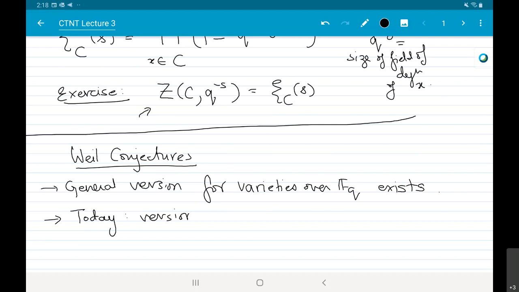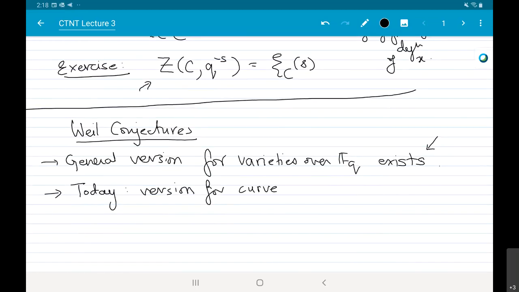The reason I mentioned this statement is that a lot of beautiful theory in math was actually developed in order to prove the general version. Like all of Lefschetz theory, for instance, was developed to prove the Weil conjectures. So today we're just going to talk about the version for curves. The theorem has three parts. C again is a smooth projective curve over F_q.